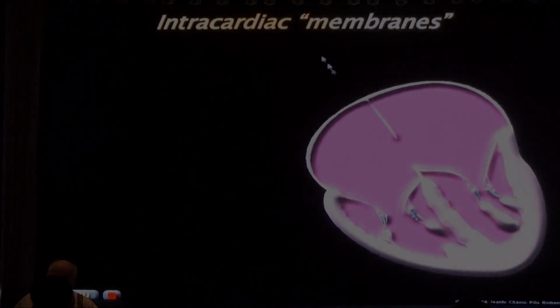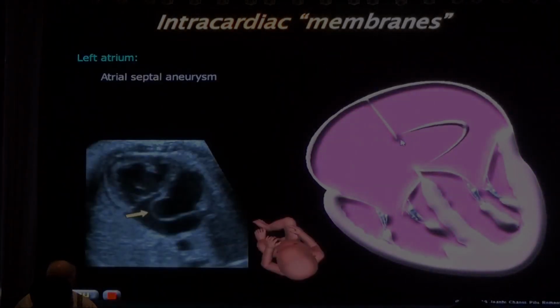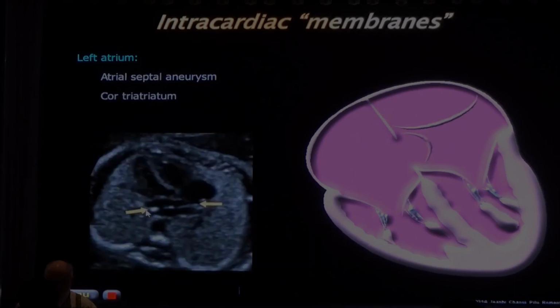There's a few intracardiac membranes that you have to be aware of. One is a large foramen ovale flap that is called an atrial septal aneurysm. You see the foramen ovale flap is much larger than normal, and it goes at least halfway through the left atrium. You see this baby also has tricuspid atresia with a ventricular septal defect and a hypoplastic right ventricle. So atrial septal aneurysm. Another one you can see is a cor triatriatum.